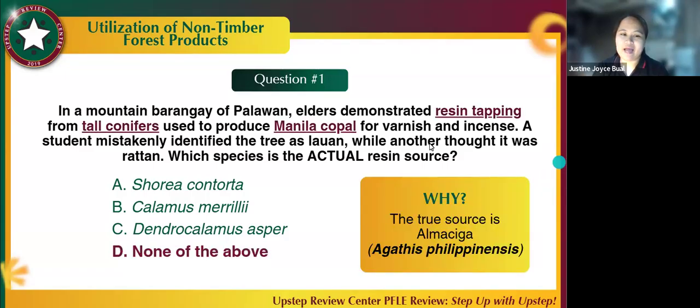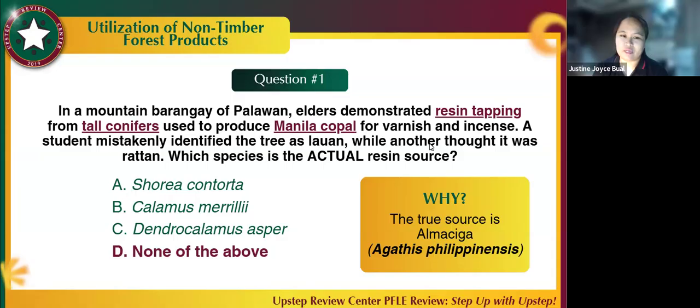The correct answer is letter D. The true source is the conifer species in that option. What are the clues to determine that answer? In the question itself, it says that it is a resin tap. There is a process of resin tapping. It's a tall conifer, and it's a source of resin. With that, you will already know what it is referring to, right? And it's not in the choices.